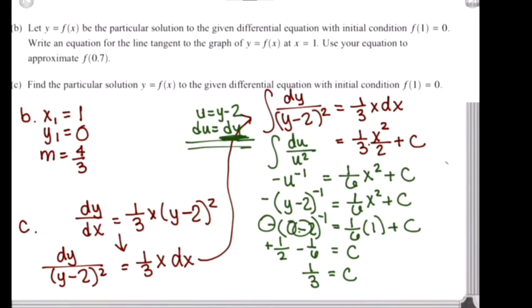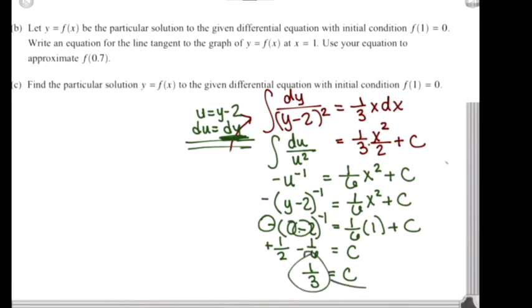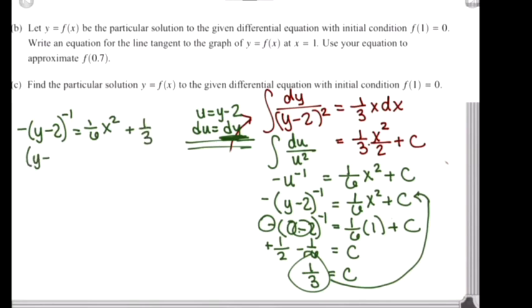Okay. I ran out of room. Wasn't prepared for this. Okay, so now I'm going to take that C value we found and plug it in here. So I get negative (y minus 2) to the negative 1 equals 1/6 x squared plus 1/3. Okay, dividing by that negative in front.